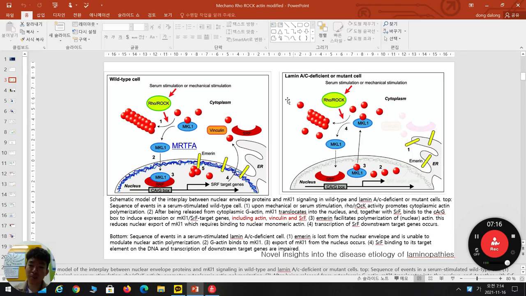Sometimes they can be affected by the serum and mechanical stimulation, but when they go inside, they are released from each other, and then again, because of the many nuclear actin, they can go outside. So regardless of actin, this MRTFA can go inside and outside fast. But here, when they go inside, they cannot go outside.